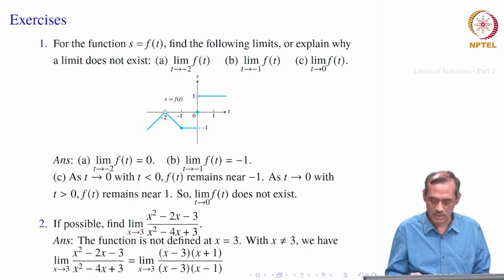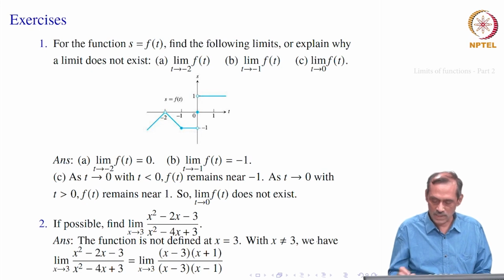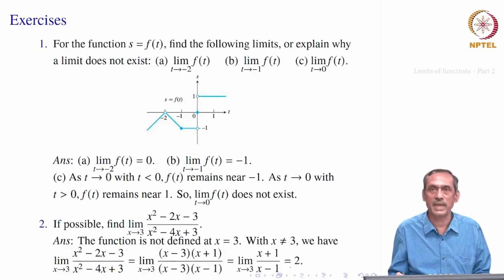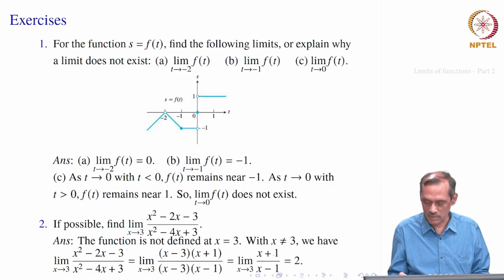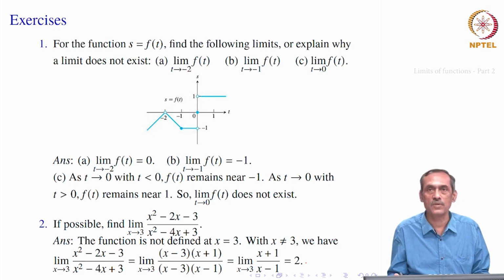If there is a simplification, it will be easier. Yes, there is a simplification. What we do? With x not equal to 3, we can factorize. The top one is x minus 3 into x plus 1, bottom one is x minus 3 into x minus 1. So, that can cancel and we get x plus 1 by x minus 1. Now, we can take the limit of this. So, the top one remains near, x is near 3, so this is 3 plus 1, 4, and the bottom remains near 3 minus 1, 2. So, we expect that this ratio should be near 2.